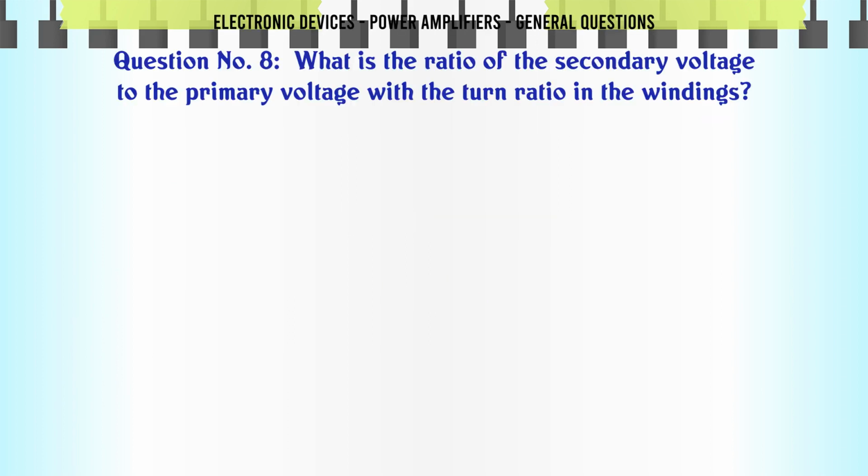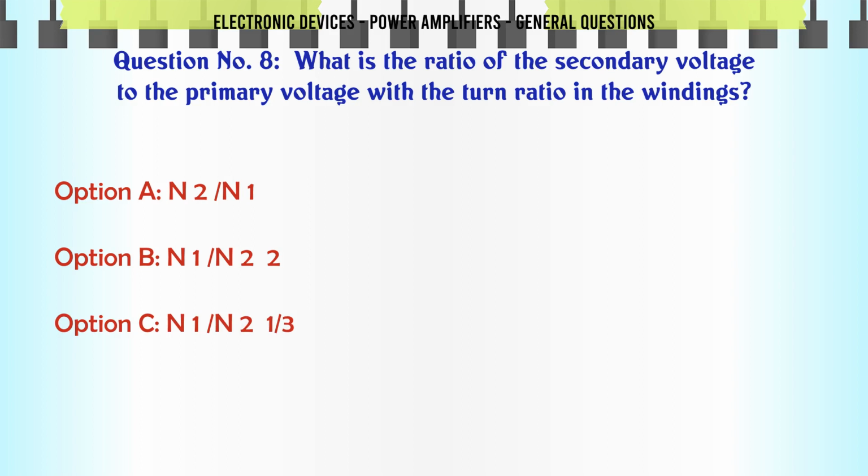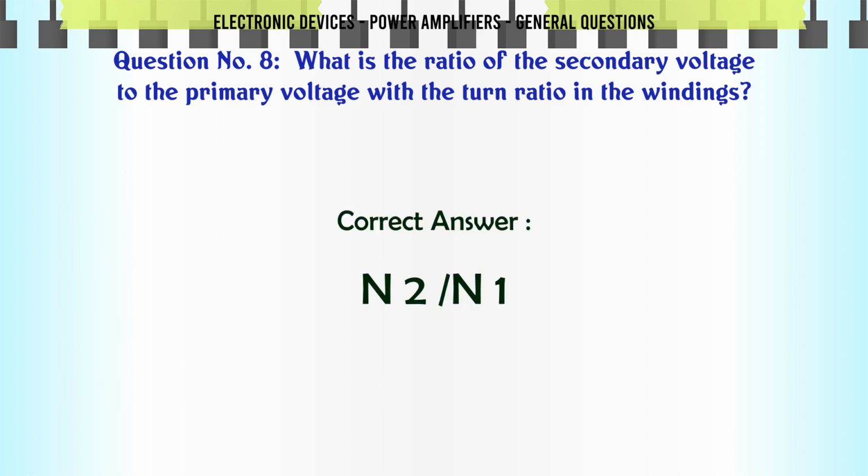What is the ratio of the secondary voltage to the primary voltage with the turns ratio in the windings? A. N2/N1, B. N1/N2 squared, C. N1/N2 cubed, D. N1/N2. The correct answer is N2/N1.